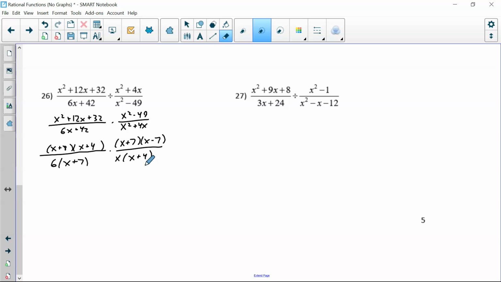Here's the fun part. We have an x + 4 on the top and x + 4 on the bottom. They cancel. x + 7 on top, x + 7 on the bottom. And that's all that's going to reduce. So we're left with, keep it factored, (x + 8)(x - 7) over 6x. And we can leave it just like that.